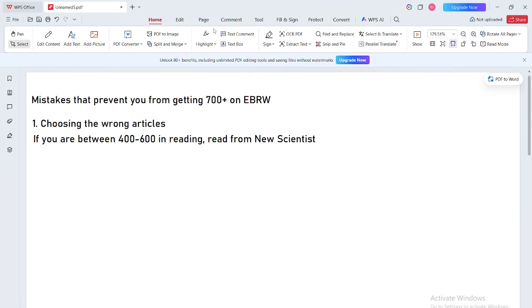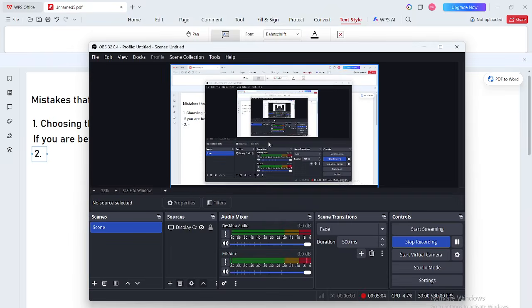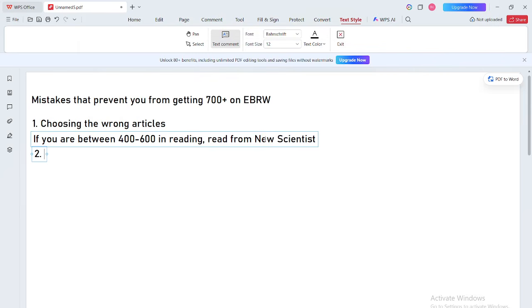All right. Now, the next mistake most students make is that they focus on the vocabulary more than the reading comprehension.